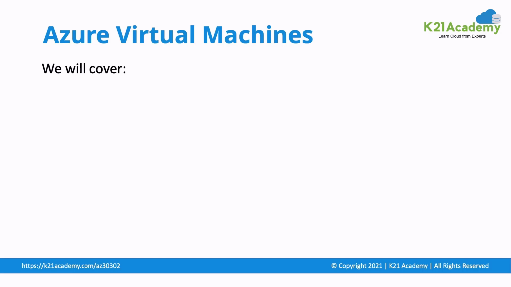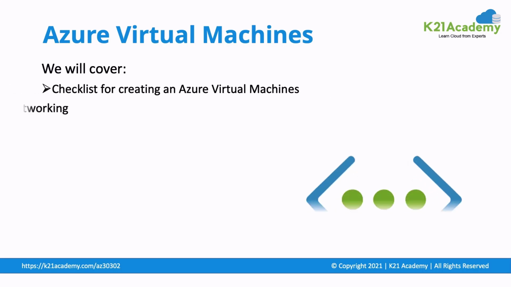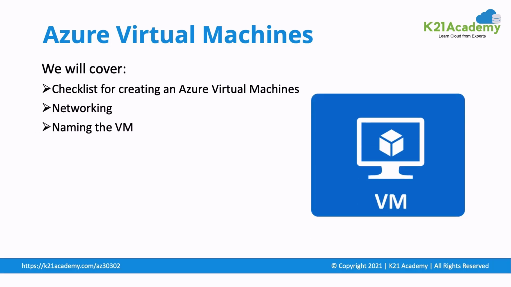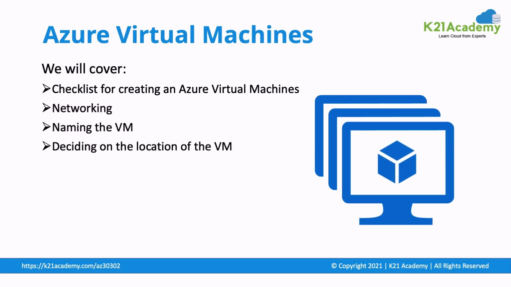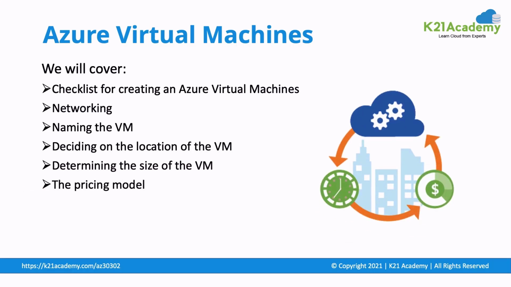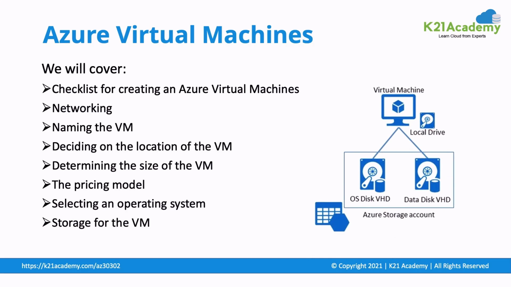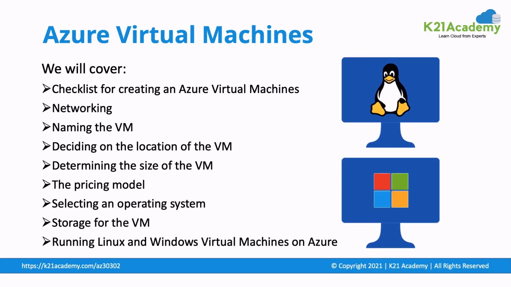In this video, we will be covering the checklist for creating an Azure virtual machine: networking, naming the VM, deciding on the location of the VM, determining the size of the VM, the pricing model, selecting an operating system, storage for the VM, and running Linux and Windows virtual machines on Azure.